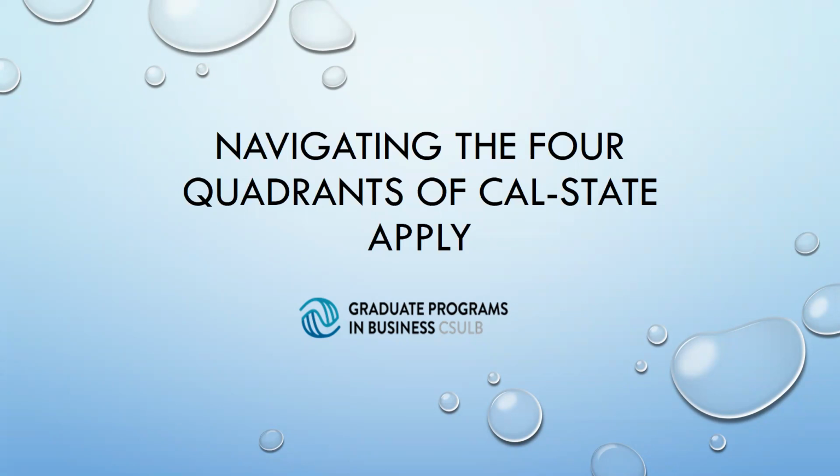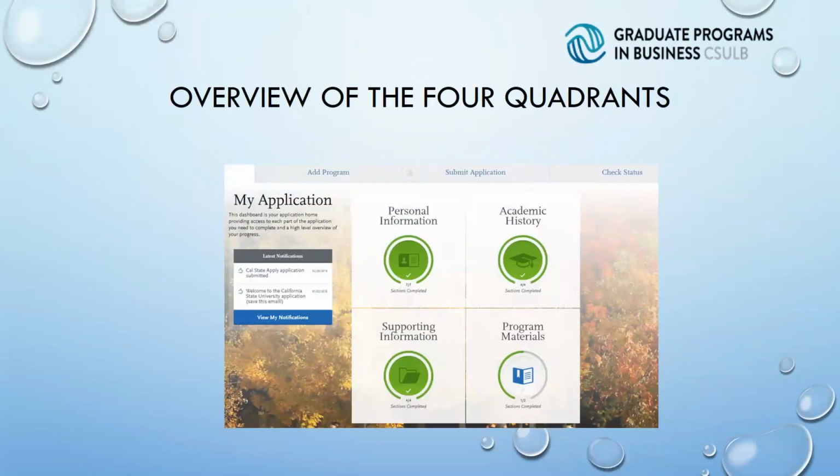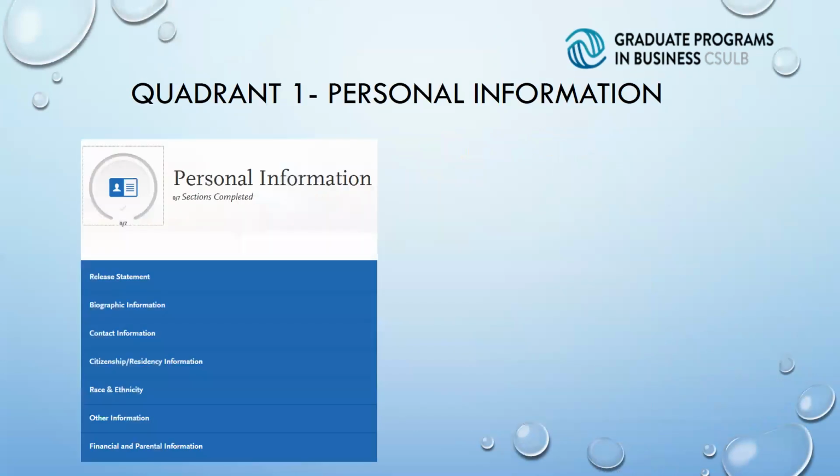So this video will focus on completing the 4 quadrants of the Cal State application. First I want to begin with an overview of the 4 quadrants. We're going to have personal information, academic history, supporting information, and program materials. And each quadrant is going to have its own set of sections, which I'll go into in just a sec.